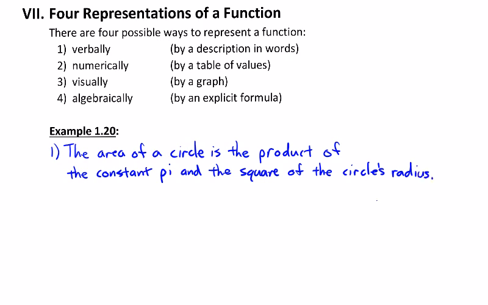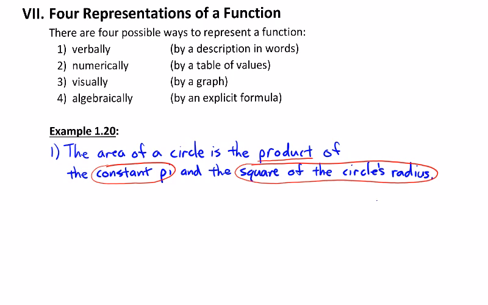So if I was trying to diagram exactly what's being asked, we have a product, and if I'm doing a product, I have to have 2 things to do that with. I can't just have a multiplication with only one thing. One of them is the constant pi, and the other is the square of the circle's radius. So those are the 2 items that will be multiplied together, and this really does tell me everything that I need to know about calculating the area of a circle.